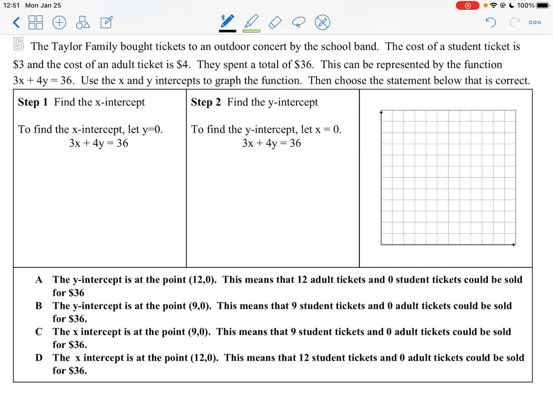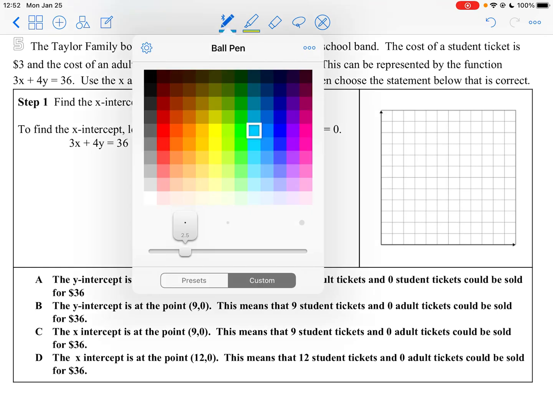This says the Taylor family bought tickets to an outdoor concert by the school band. The cost of a student ticket is $3 and the cost of an adult ticket is $4. They spent a total of $36. This can be represented by the function 3x plus 4y equals 36. We're going to use the x and y intercepts to graph the function, but first we need to figure out what those two variables mean.